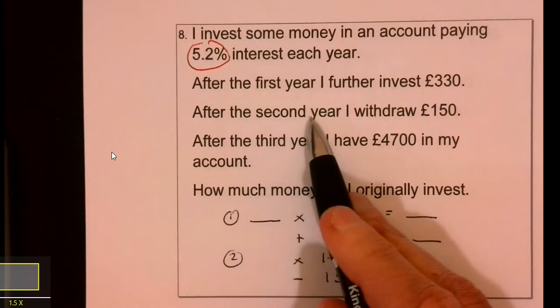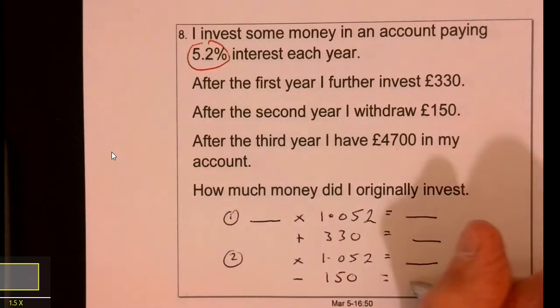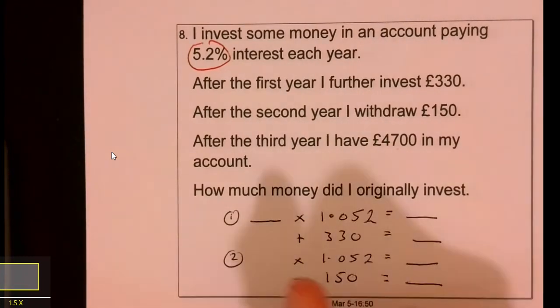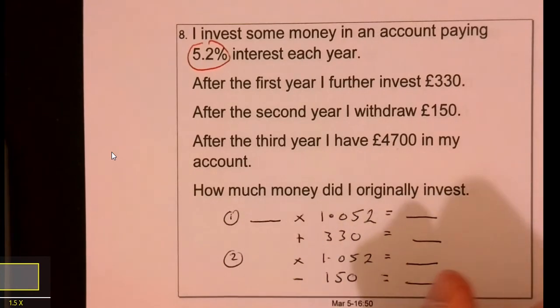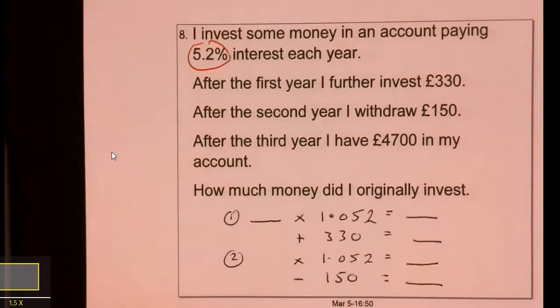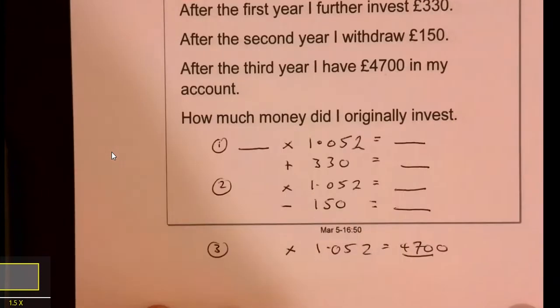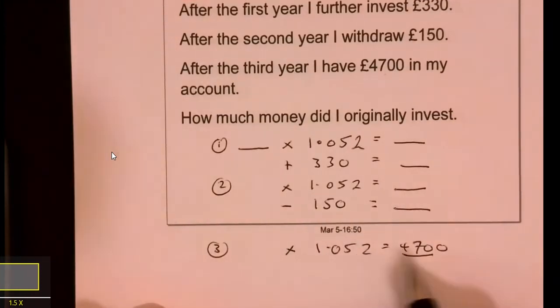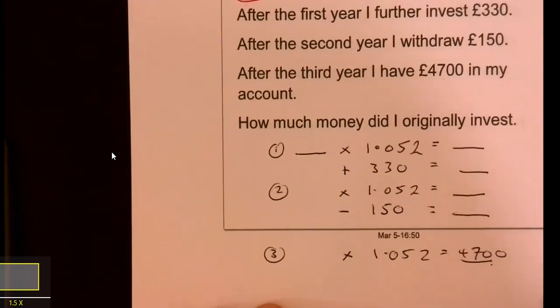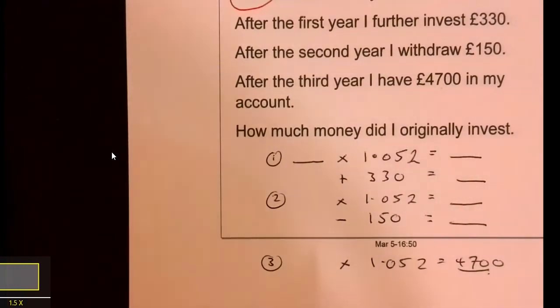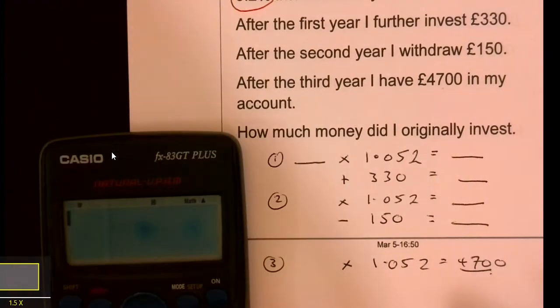After the second year, I take out £150. And then we've got year 3, so we need to add on that percentage again. There we go. Whoops, sorry, out of shot. Year 3, so we've added on the 5.2%, and that's our 4,700. Okay, there we are. So let's just do it all in reverse. Let's just go backwards.